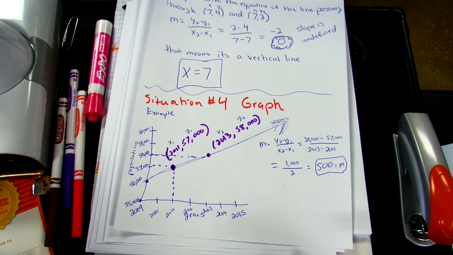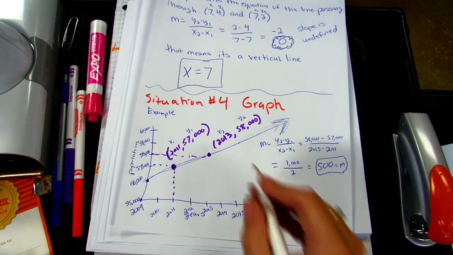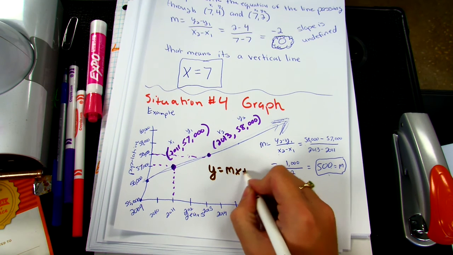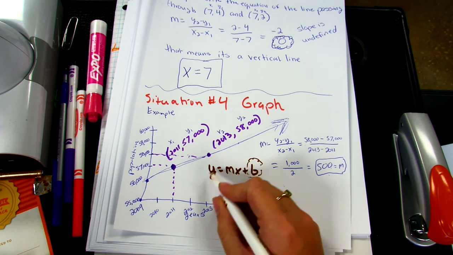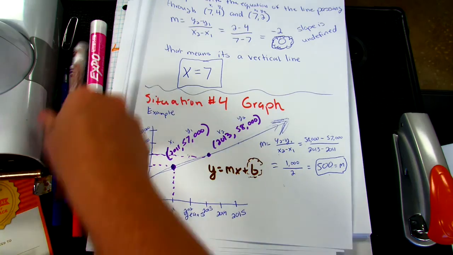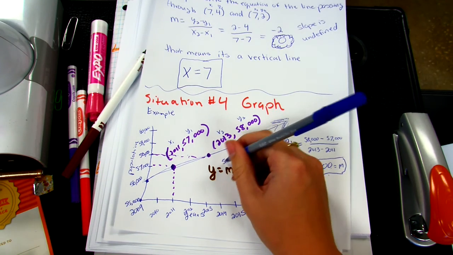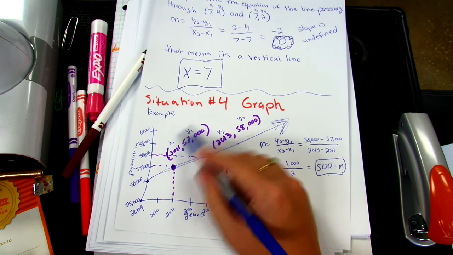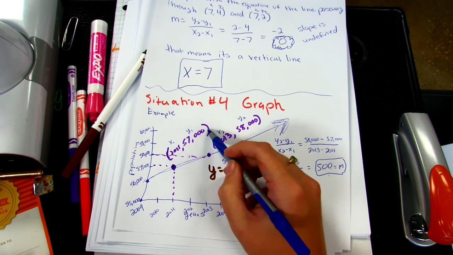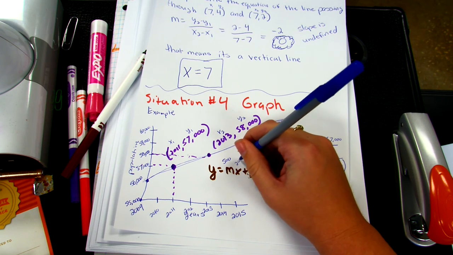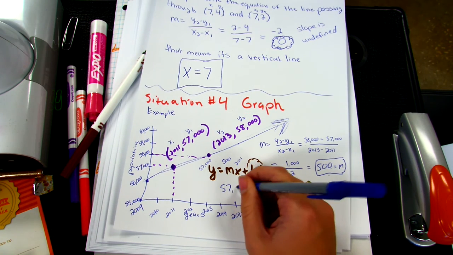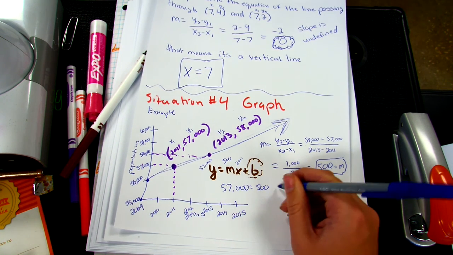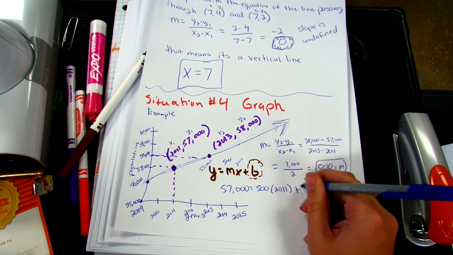Situation 2 says that if you have a slope and a point, figure out your b. Because we know that y is equal to mx plus b, and we want to figure out b. But we're given m, and we're given a point. We're given an x, y. So m, we know, is 500. And let's just do this first point. This first point is 2011, 57,000. So our x is 2011. Our y is 57,000. So 57,000 is equal to 500 times 2011 plus b.